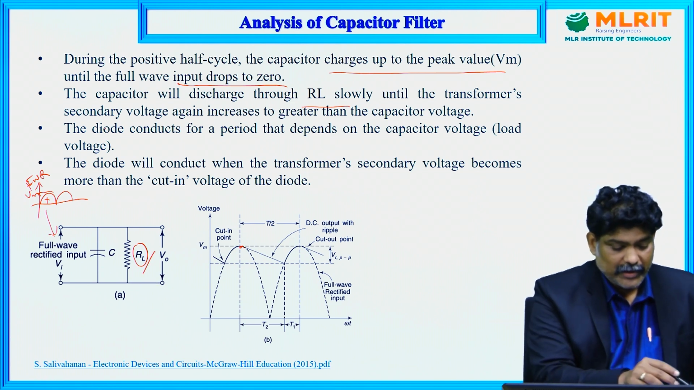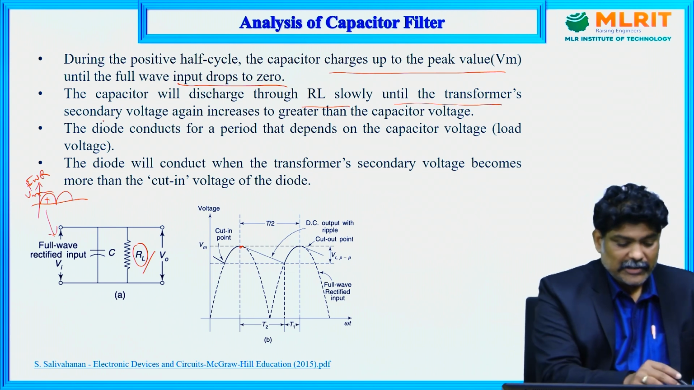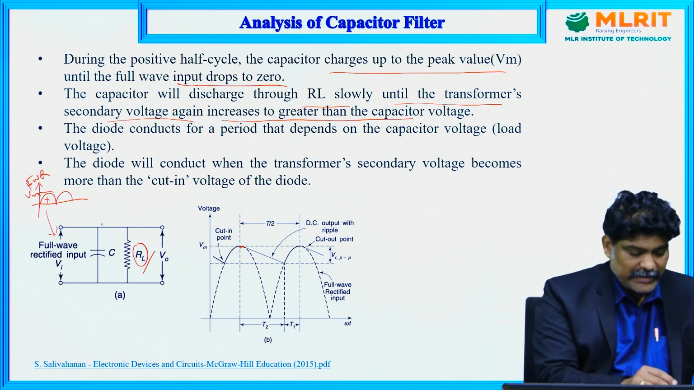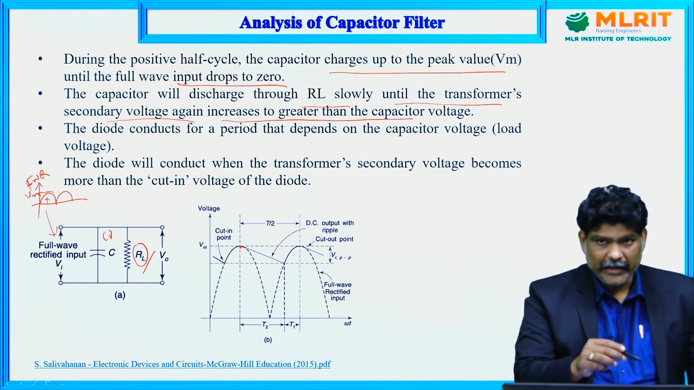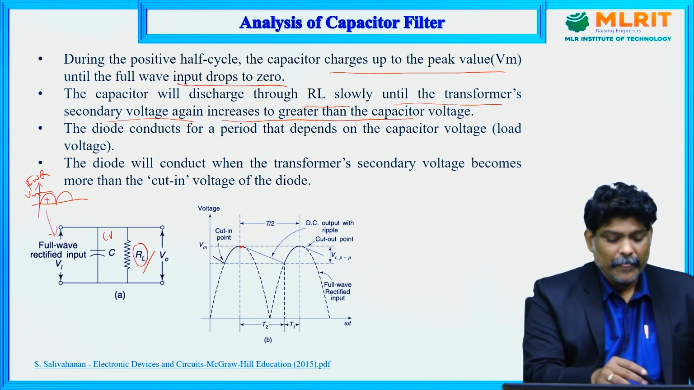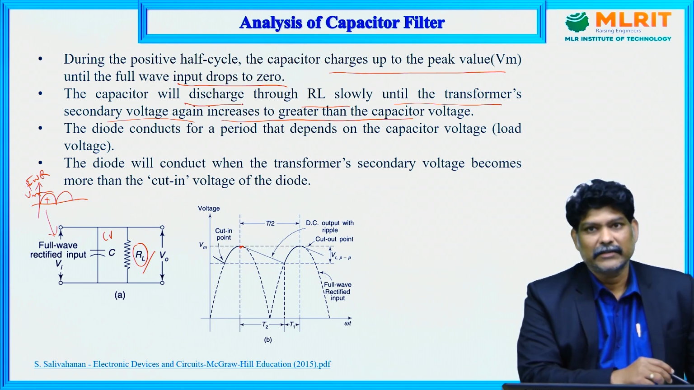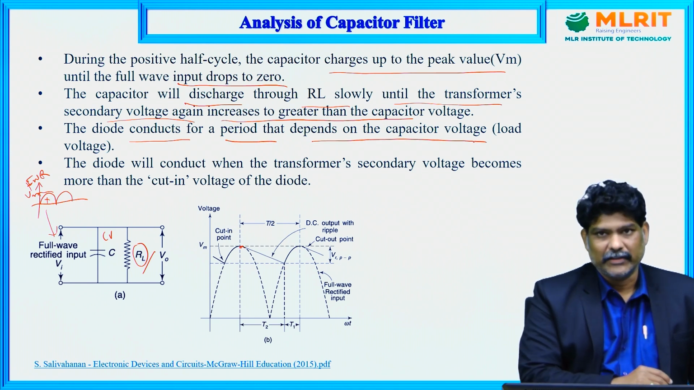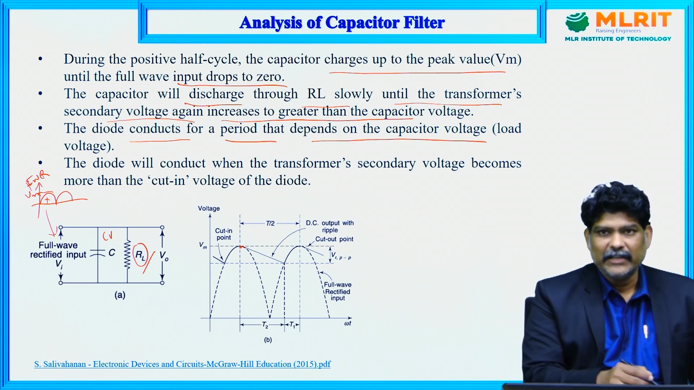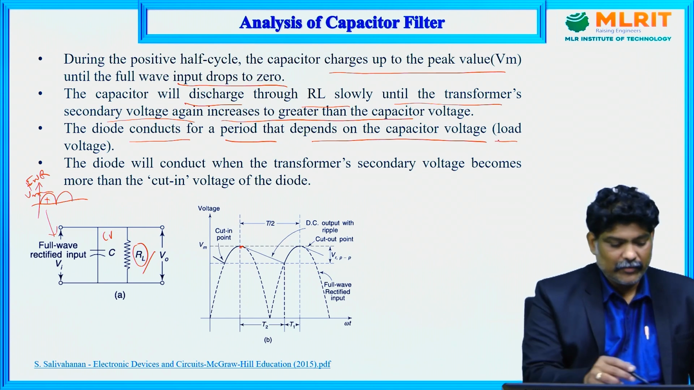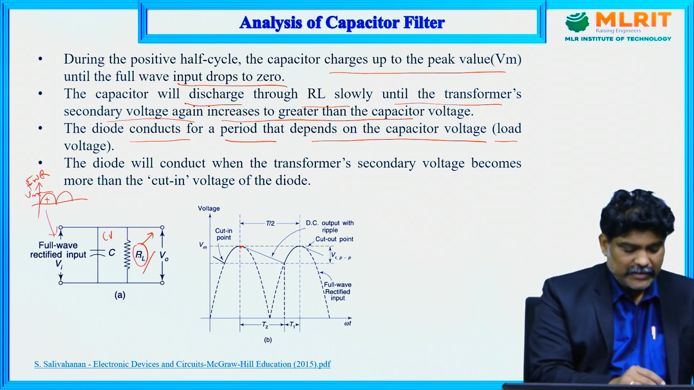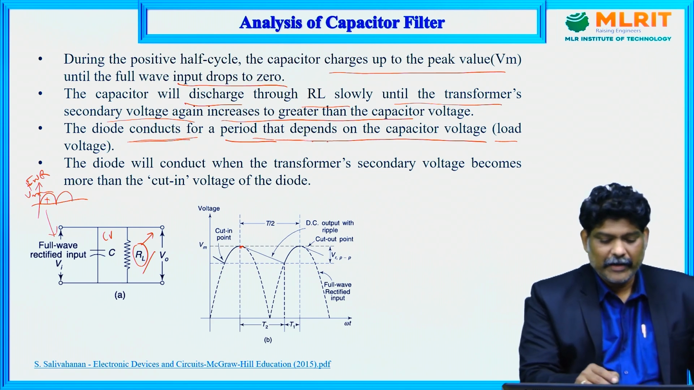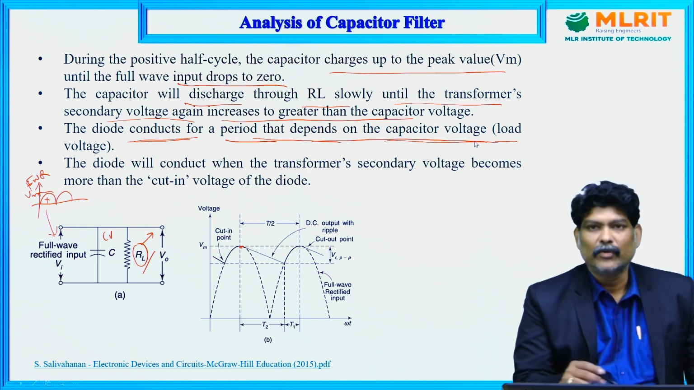What happens then? Until the transformer secondary voltage again increases to greater than the capacitor voltage. The voltage must exceed the capacitor voltage again, and only then does the capacitor start charging. So the diode conducts for a period that depends on the capacitor voltage. This is very important. The capacitor voltage is the load voltage across the load resistor. So the diode conducts for a period depending on the capacitor voltage, that is the load voltage.